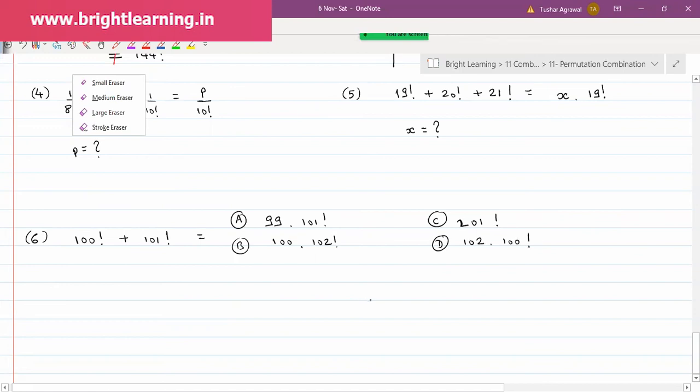If I want to give you this question, I will give these options. That is my duty. But in the exam, if we get something like 100 factorial plus 101 factorial, evaluate, what will we do, sir? It will not come. I'm assuring you.